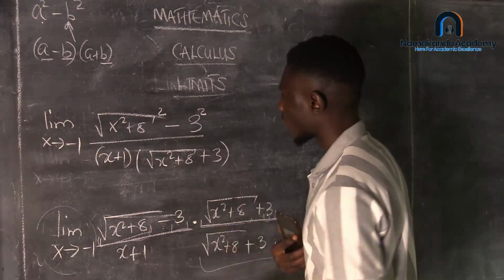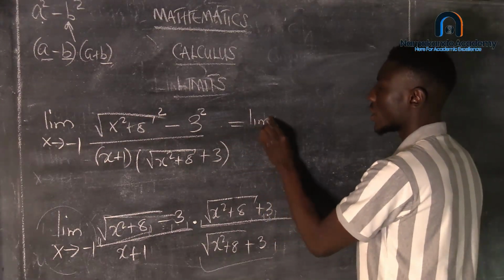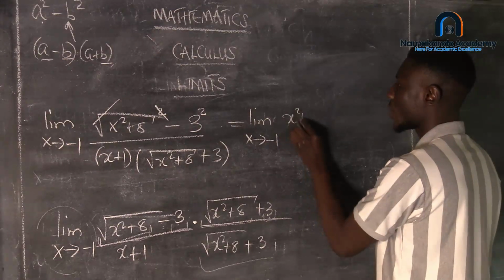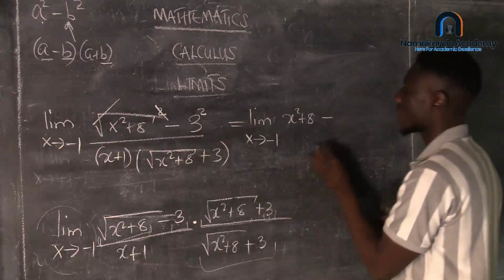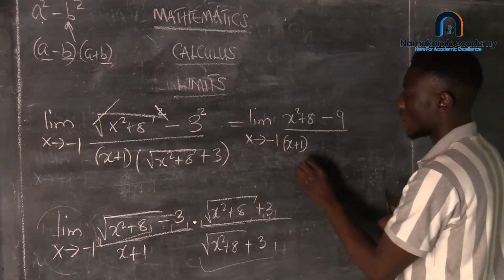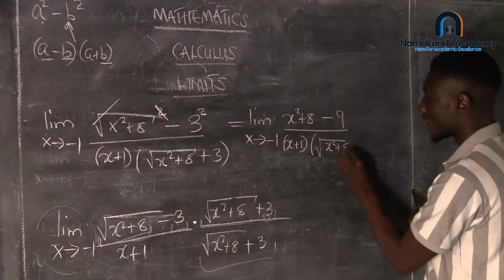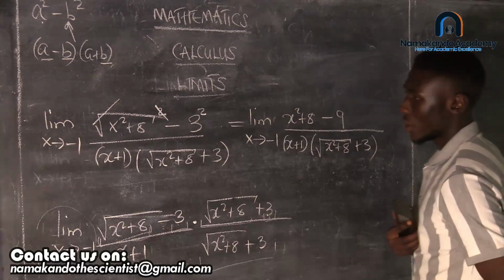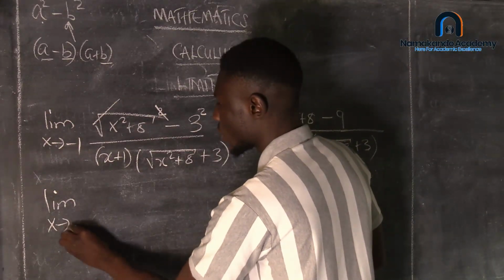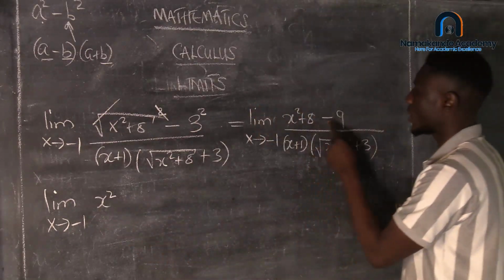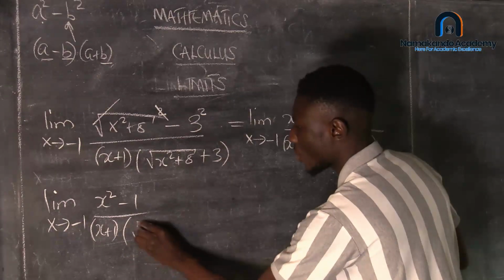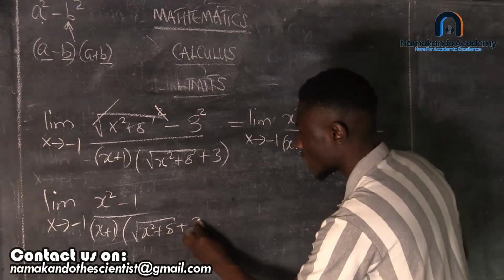Then the square root of x squared plus 8 plus 3. Now we have the limit as x approaches -1. The square and the square root go, leaving x squared plus 8, then minus 3 squared, which simply gives us 9, over x plus 1 multiplying with the square root of x squared plus 8, then plus 3. Okay, so we're clear in this part. We continue from where we ended: the limit as x approaches -1 of x squared, now 8 minus 9 gives us -1, over x plus 1 in brackets to multiply with the square root of x squared plus 8 plus 3.